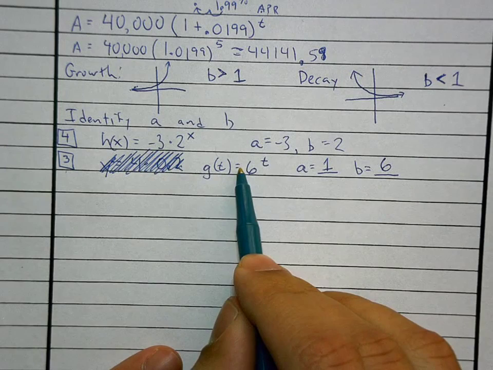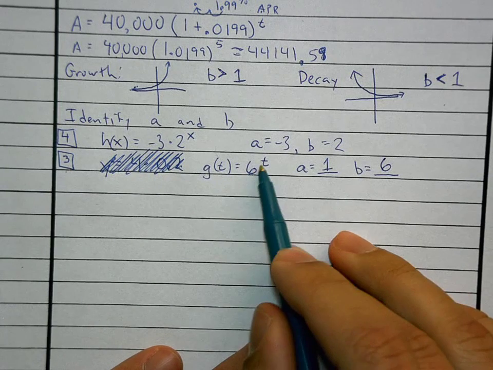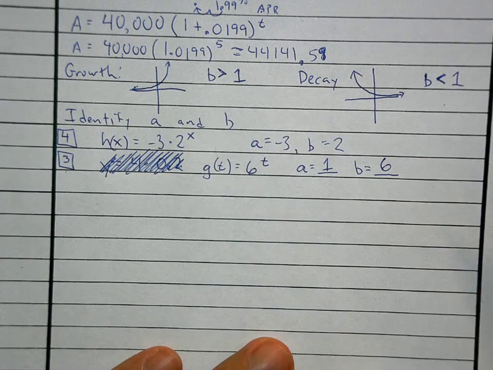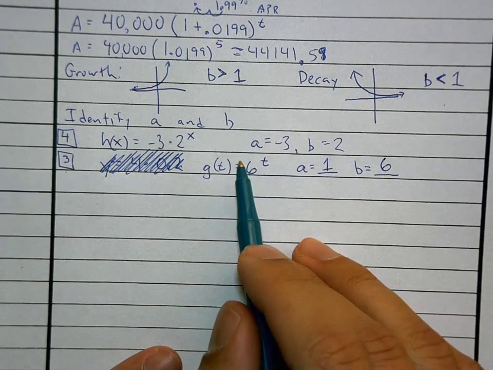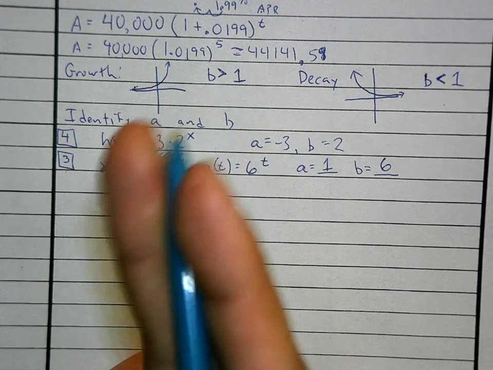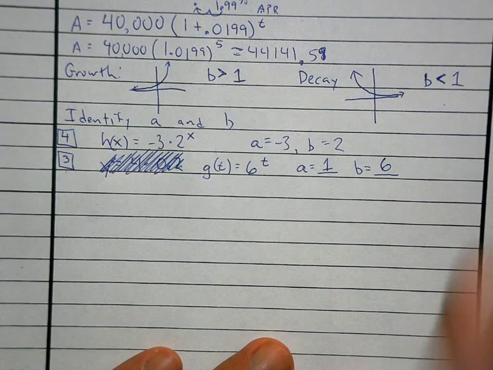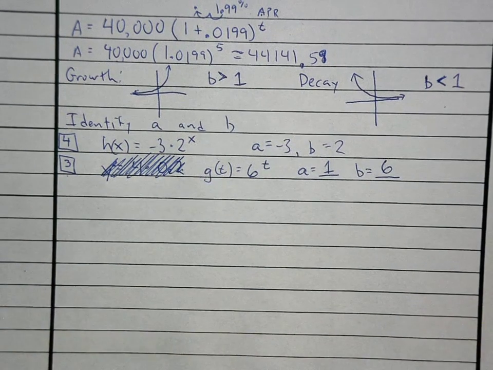What are we multiplying this 6 to the t by? We're multiplying by an invisible 1. Whenever you don't see anything in math, it's always an invisible 1. It's very rare that it's not those two things.